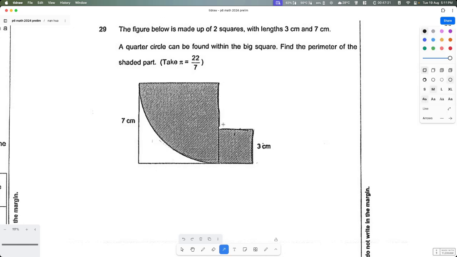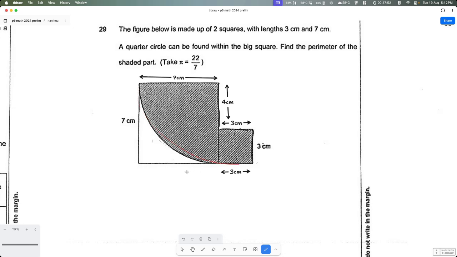Okay, so we know that this over here is 3 centimeters. And we also know that this is 3 centimeters, and this is 7 centimeters. And then I think this one we probably know is 4 centimeters. Okay, that's what I see over here. So we just need to get this part over here, right?